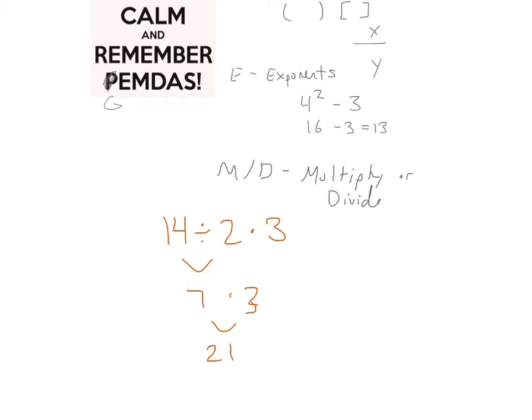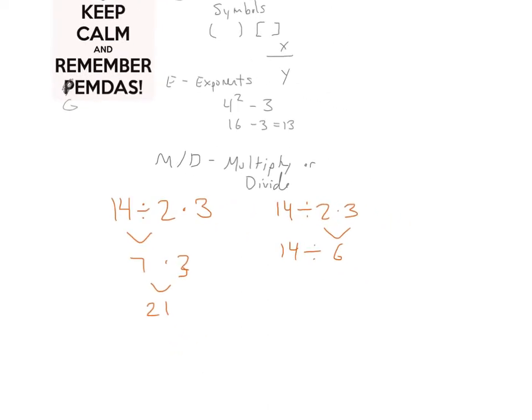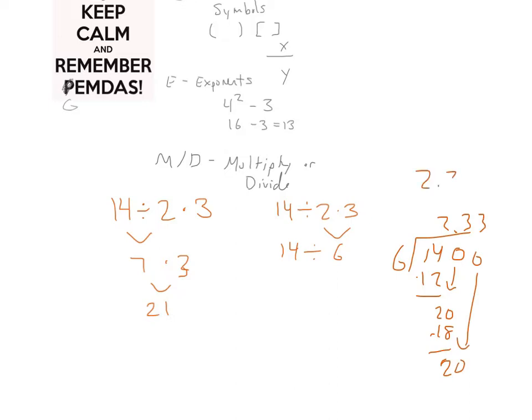Now, if you did it the other way, what would happen? 14 divided by 2 times 3. If we did 2 times 3 and got 6 there, well, that'd be like saying 14 divided by 6. Well, 14 divided by 6, it's definitely not going to be 21. It would be, let's see, 6 goes into 14 twice, that'd be 12. We get 2, decimal, bring down a 0. 6 goes into 20 3 times and we get 18, subtract to get a 2, and so bring down another 0, be 20 again. So it actually would be 2.3 repeating. But here we got 21.